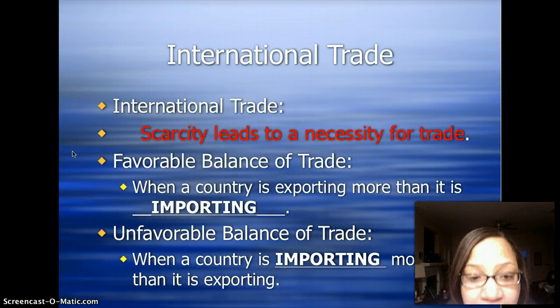An unfavorable balance of trade is when a country is importing more than it's exporting. And sometimes the United States has done that. We have imported more from other countries than what we have exported of our products, which brings our economy down. That's why some people will say, I only buy American made goods. I'm only going to support America's economy by buying American products.